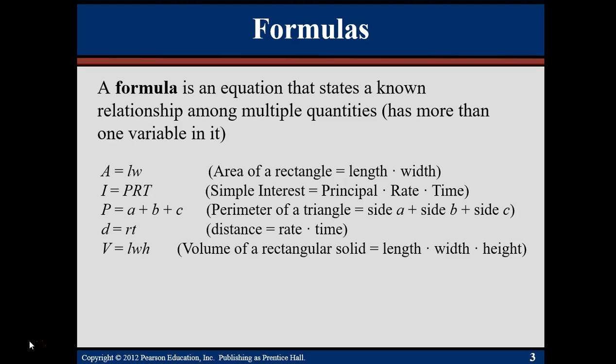There's perimeter of a triangle. Distance is equal to rate times time. And then also the volume of a rectangular solid, where L is length, W is width, and H is height. These are some of the more common ones. We're going to look at how to use these and also how to rewrite them.